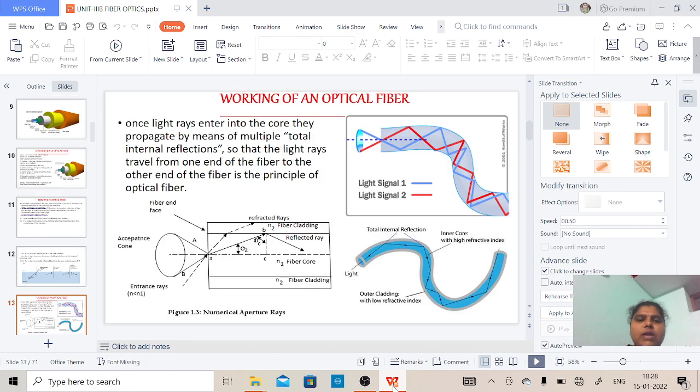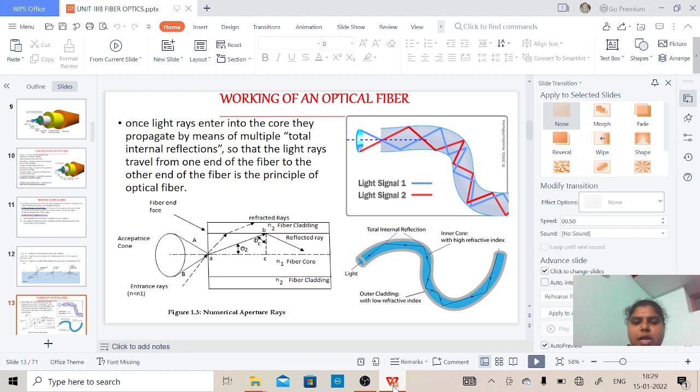Now let us see the working of an optical fiber. It should not be straight, right? The cable should be in its possible direction, and in that also the light should take a path of multiple internal reflections. We are sending two signals, light signal 1 and light signal 2. What is the phenomenon going on in this fiber?